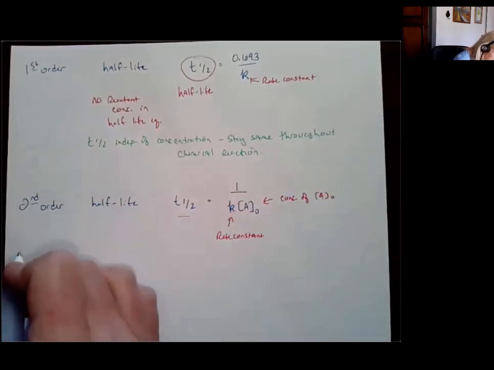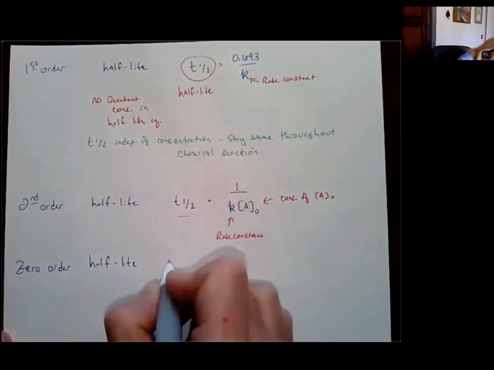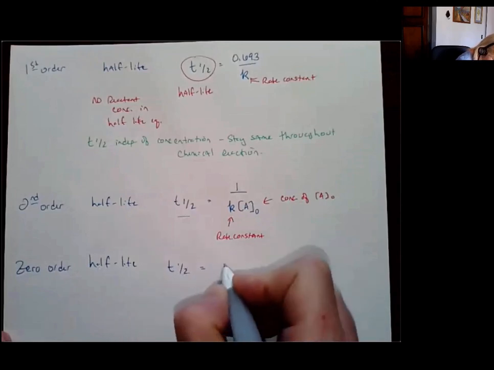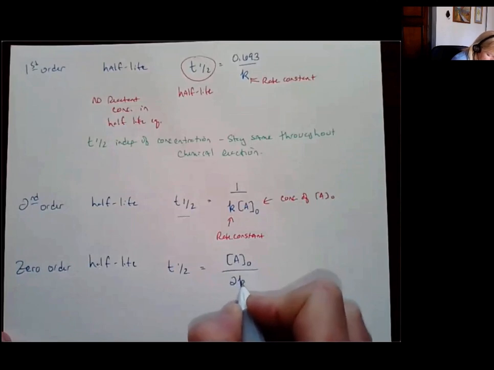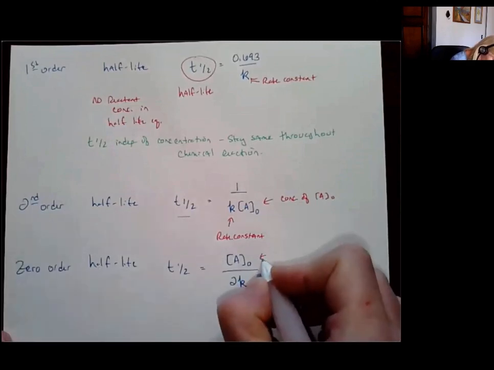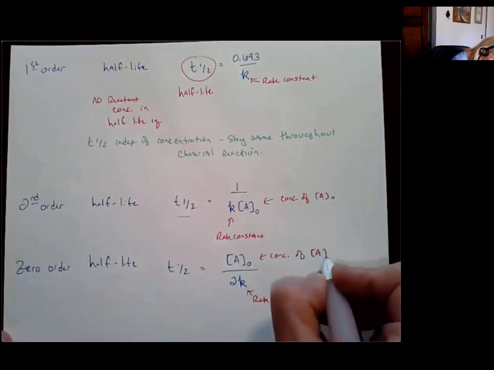If I have a zero order, my half-life looks like this. T1/2 equals my initial concentration over 2 times my rate constant, and this is the concentration of A at 0.